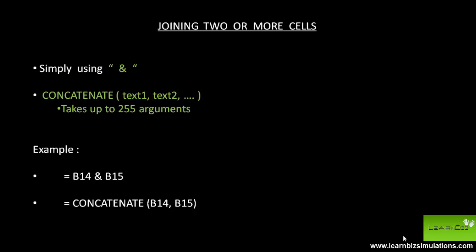We can join strings in two or more cells by using the ampersand symbol or the function CONCATENATE. CONCATENATE takes up to 255 arguments. Now let us look at a few examples in the worksheet.